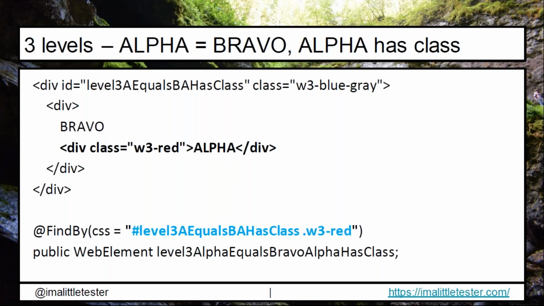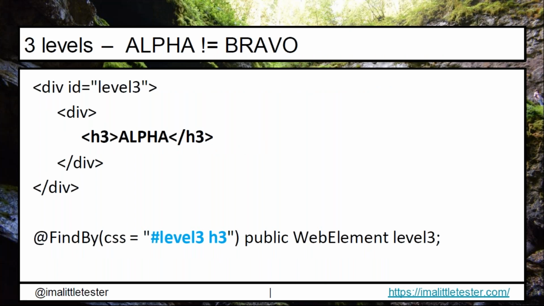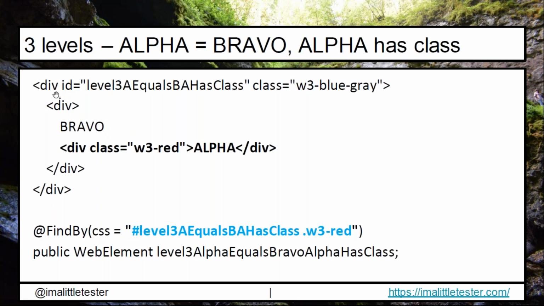Here we have a similar example, only this time we have a div with an ID, then we have another div and another div. So basically here we have three items, which are all children of themselves. And then one of them has an ID and one of them has a class. Let's say this class is not unique on the page, but the ID is.